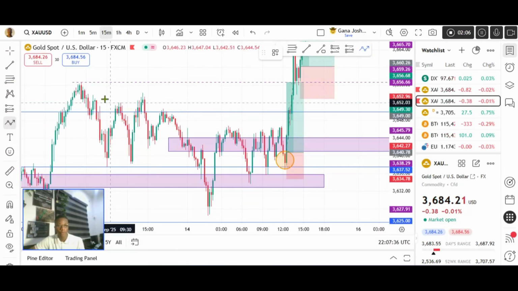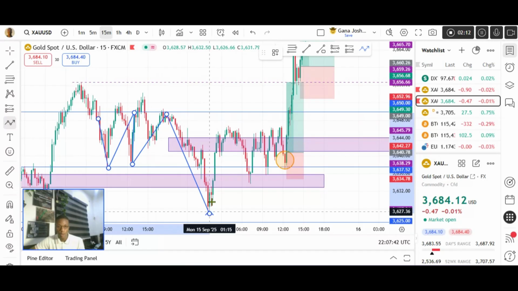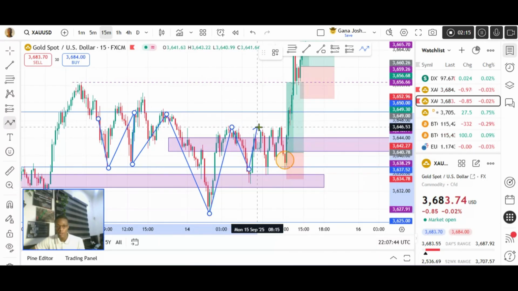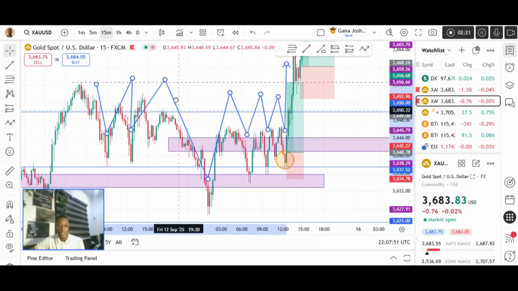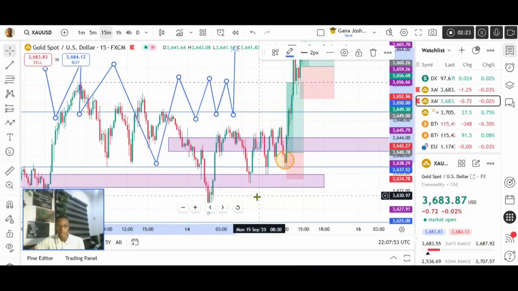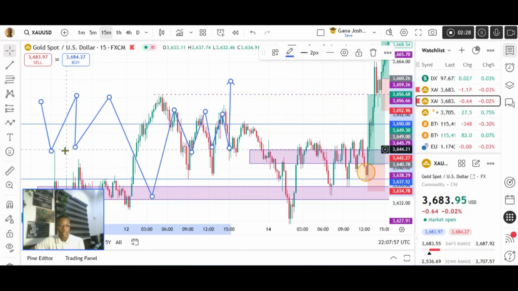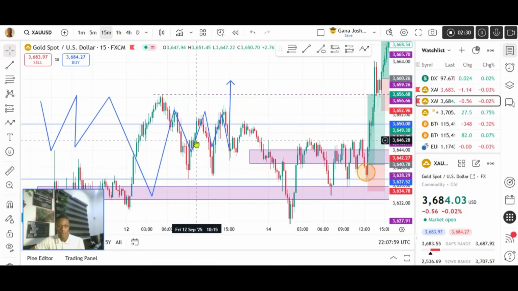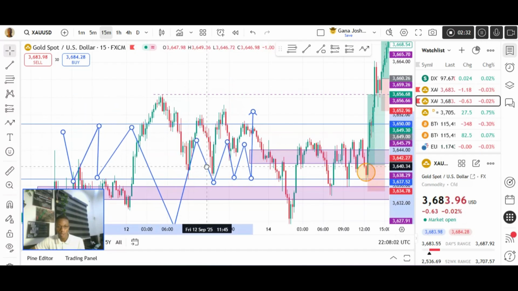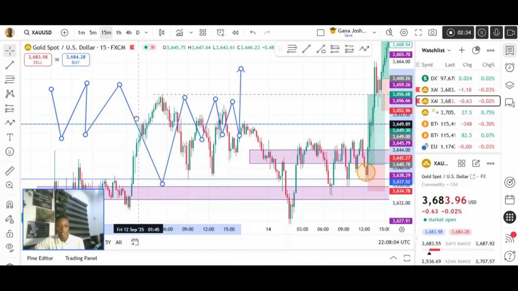Look at the pattern forming around here. This was a support level. It got broken, but price came back and was still ranging around that same level again. If you look at this pattern, you will see it's an inverse head and shoulders pattern forming around there, at the zone price was reacting to.